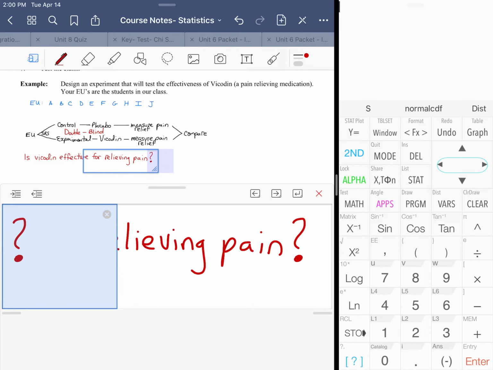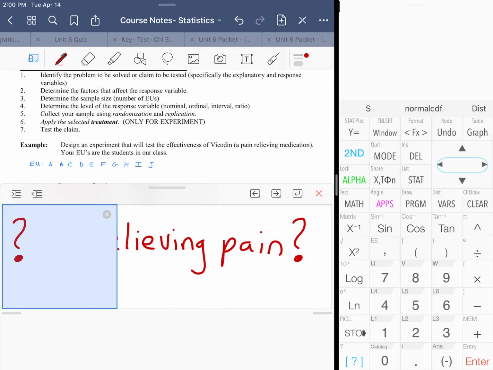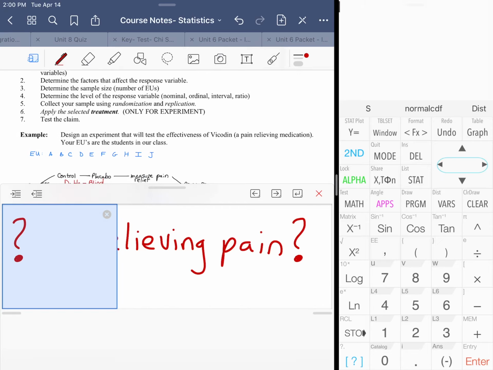I don't want to get too cute with this because the question was really to determine the effectiveness of Vicodin, which is a pain relieving medication. So, if you get too cute, you might say something like, "Is Vicodin a viable treatment for chronic pain for individuals in the age group of this, that, or the other thing?" That's too specific. We keep it general, or at least as general as the question is.